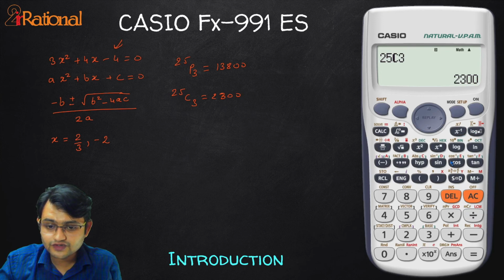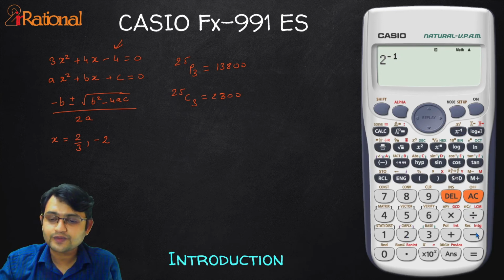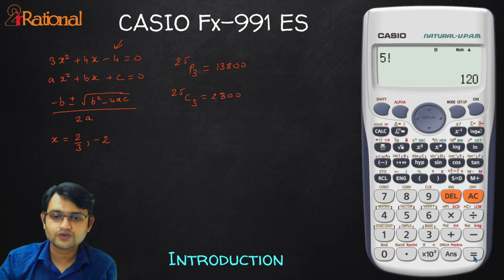We have factorial and inverse as well. You can see here inverse value. If I write 2 and if I press this, I get raised to -1. Press equal to, I get 1/2. Let's say 5, and if I want factorial, you can see here factorial. If I press shift and this button, I'll get a factorial. I'll press equal to and I get 120. That is our 5 factorial.